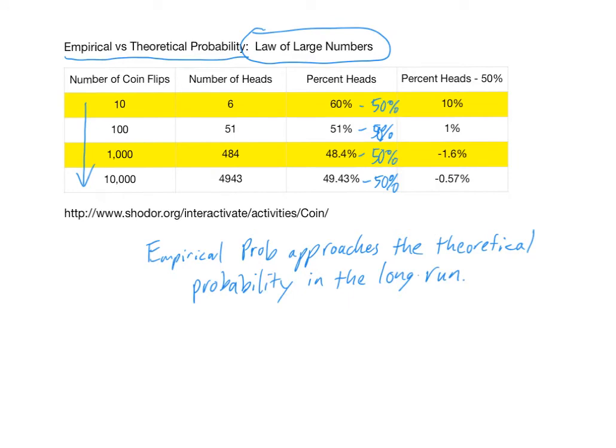If you kept doing this, say I do it 100,000 times, 1,000,000 times, this number right here would get closer and closer and closer to 0. That would mean that the empirical probabilities are getting closer and closer to the theoretical probabilities. This is what we call the law of large numbers.